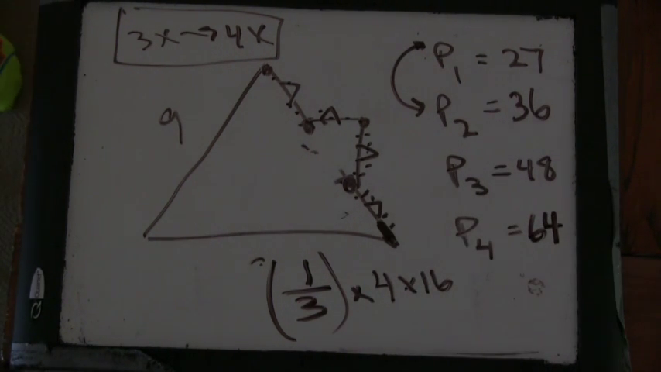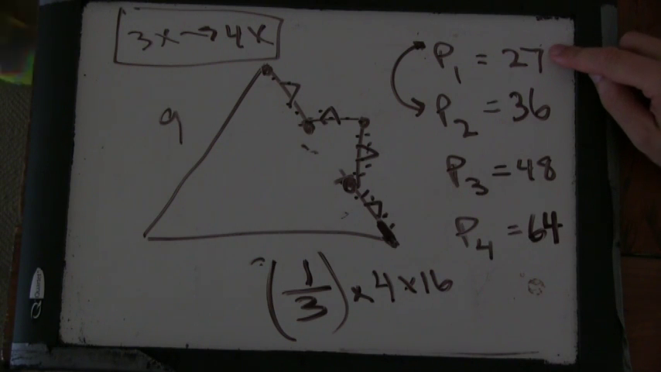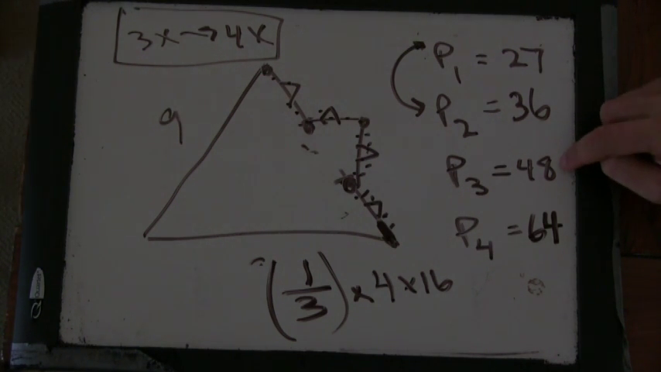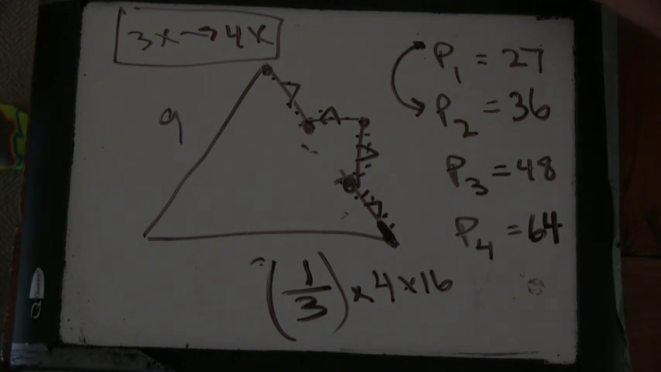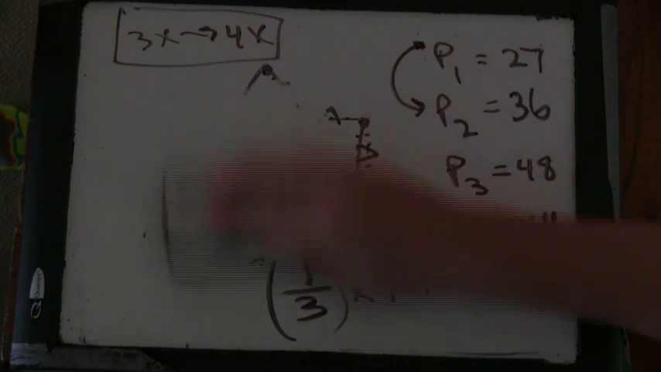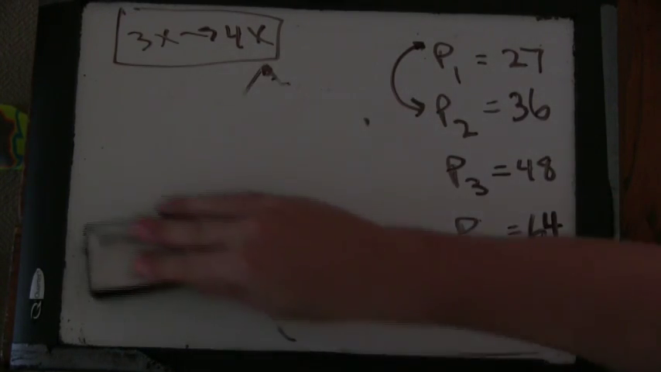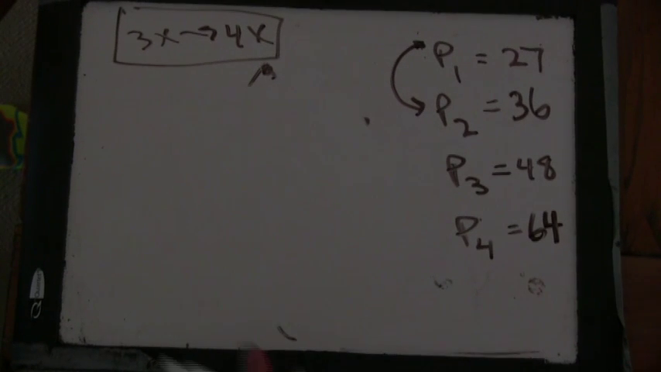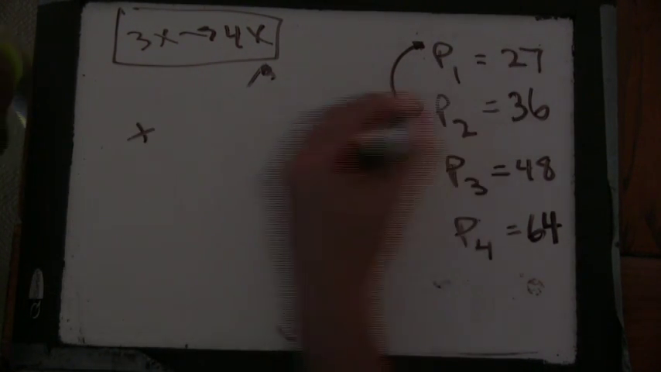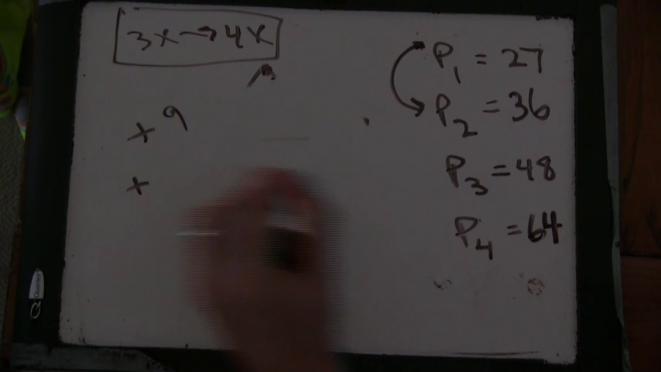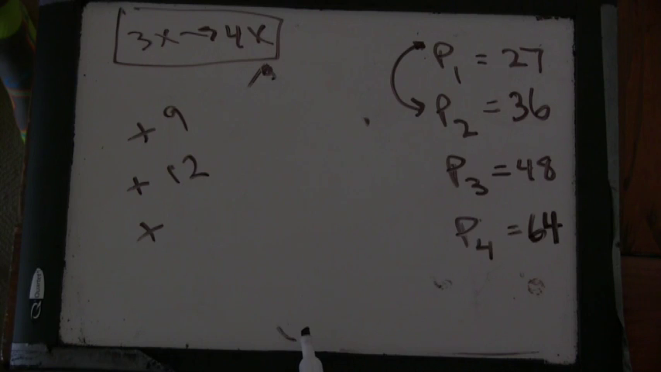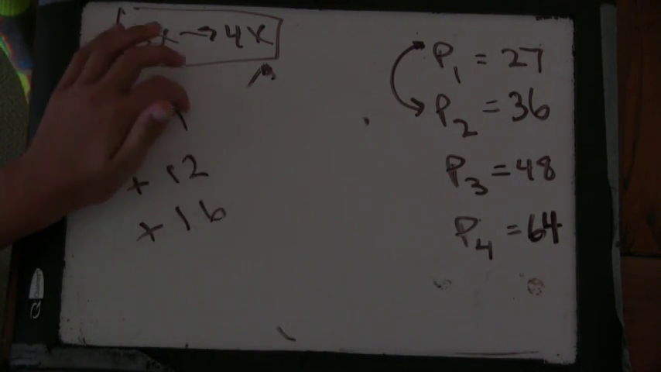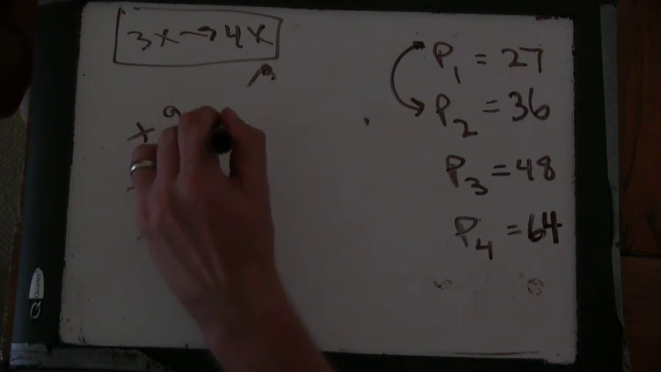So that's the calculation. The first perimeter was 27, then 36, 48, and then 64. And we want to see if we can see the pattern here. What's going on? You started looking at the differences, which is a good way to do it initially. So we initially go plus 9, and then plus 12, and then plus 16. I think I see another pattern: plus 3 and then plus 4.